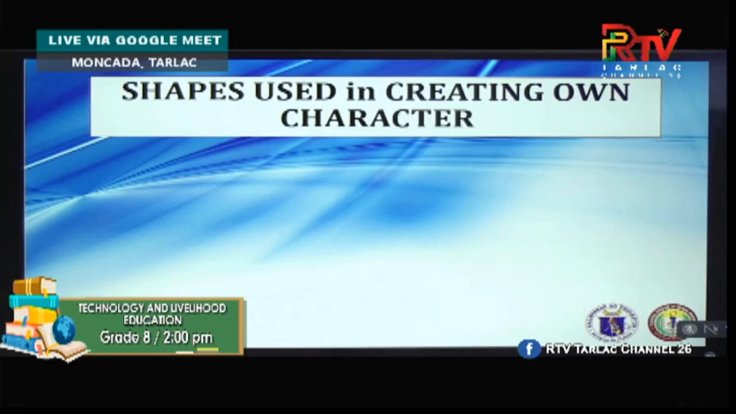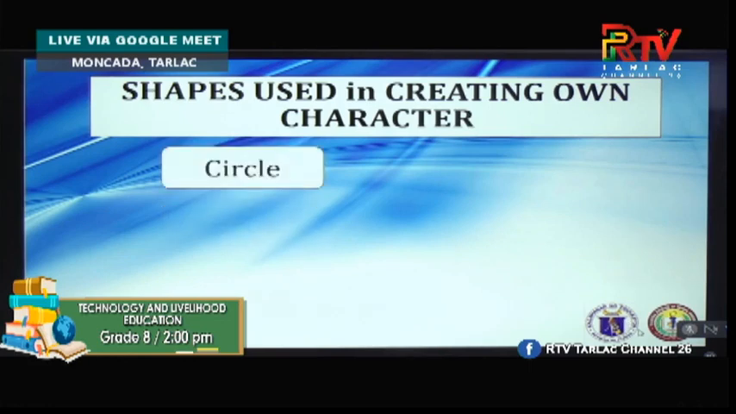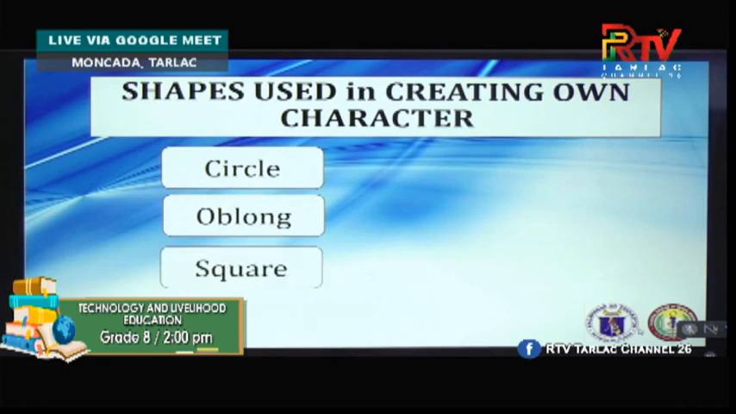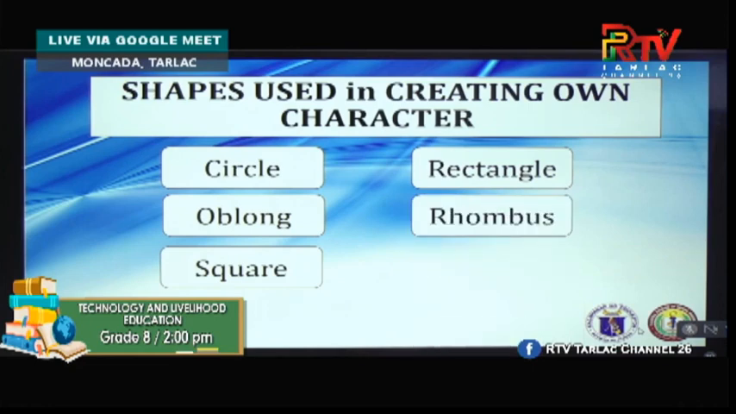All right, now students, can you still identify the different shapes in constructing your character? All right, great job. So the different shapes in constructing your character are the following. So we have circle, oblong, square, rectangle, rhombus, and triangle. I am glad that you still remember our previous lesson.